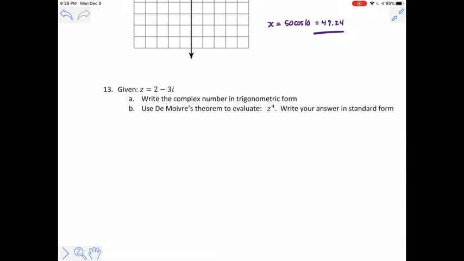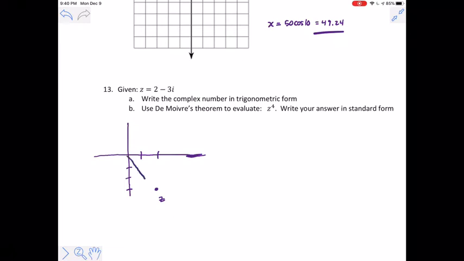All right, question 13, complex numbers we studied in chapter 5, and really very, very similar to vectors. So if we think about where this complex number would be located on the complex plane, where we have the real axis here and the vertical one is the imaginary axis, so 2 and negative 3i, the actual complex number is here. If you think about this in terms of a vector, we need to find out the distance there and the angle.